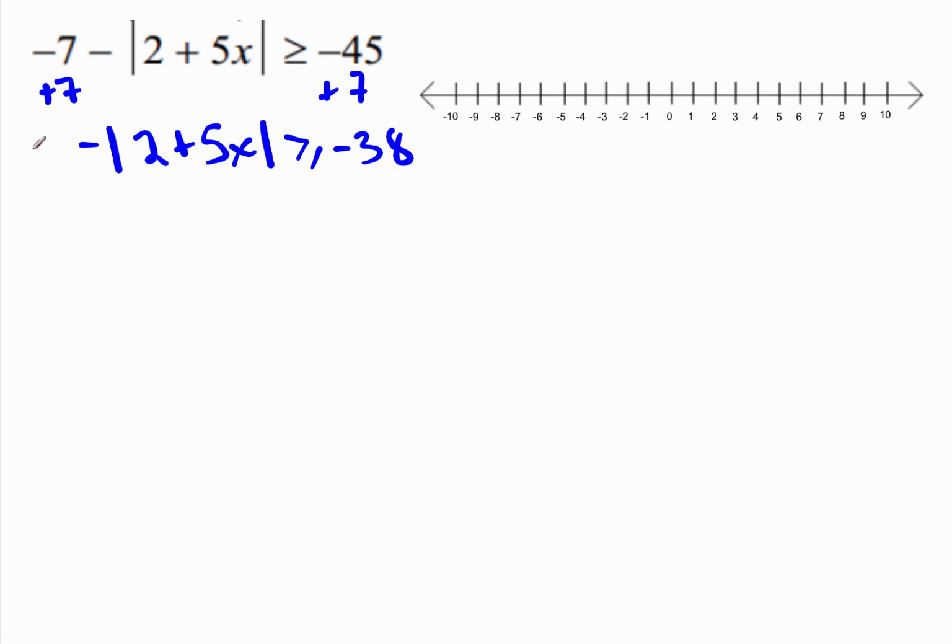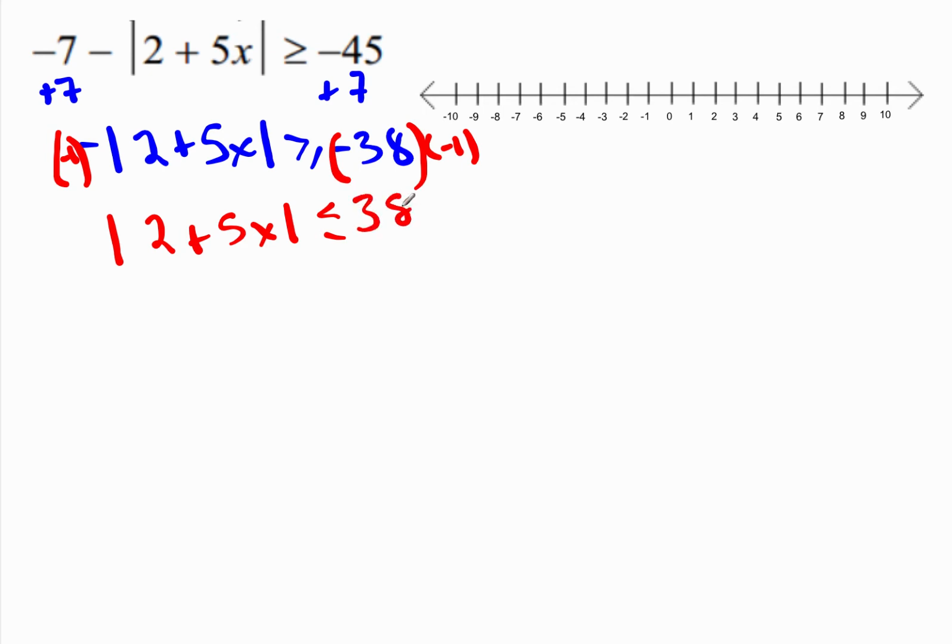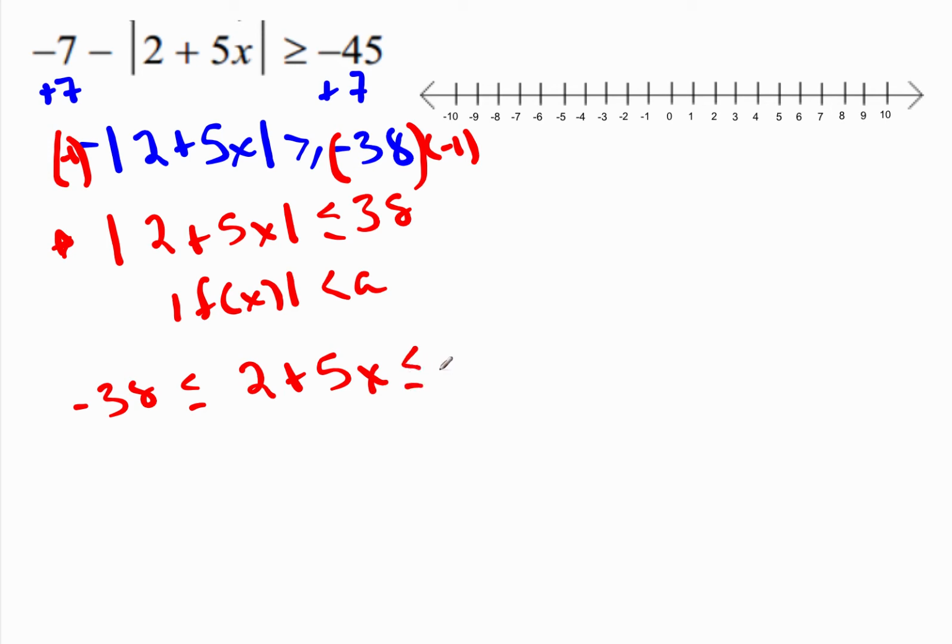So what I'm going to do is multiply both sides through by negative 1. All right, as soon as I do that, negative 1 times negative 1 is positive. So this is the absolute value of 2 plus 5x. And because I multiply through by negative 1, remember I have to switch the inequality. And negative 38 times negative 1 is 38. Now this is of the form f of x is less than a. So I can write this equation right here as negative 38 is less than or equal to 2 plus 5x. You see we lose those absolute values. It's less than or equal to 38.